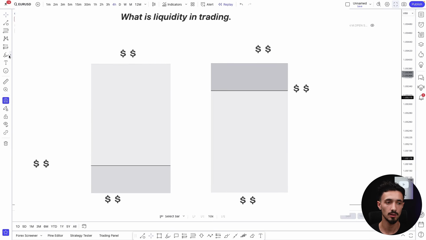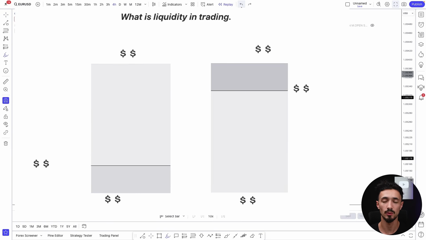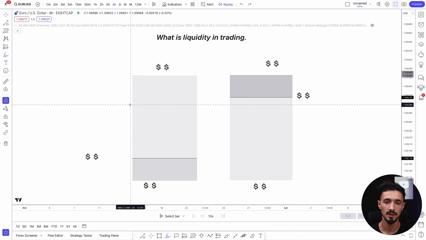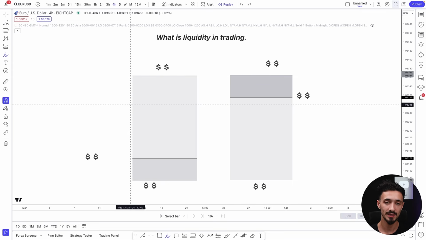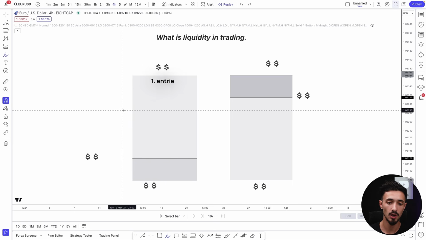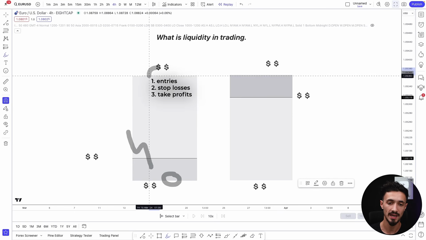Okay, concept number one, and again, a very, very simple concept, is what is liquidity in trading? You first and foremost have to understand what exactly it is that you mean by liquidity. So what do we mean by liquidity in trading? Simply put, liquidity just refers to money. When you want to identify areas of liquidity, you need to ask yourself, where is the money? And money in the markets can only come in the form of three different ways. It can only come in the form of entries, stop losses, or take profits.